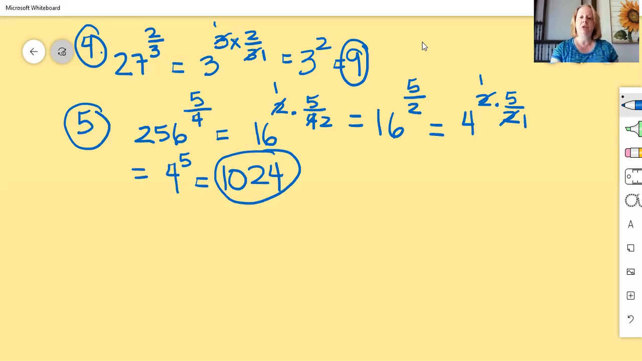So this should cover the first section in section 7.3. That concludes our first part.